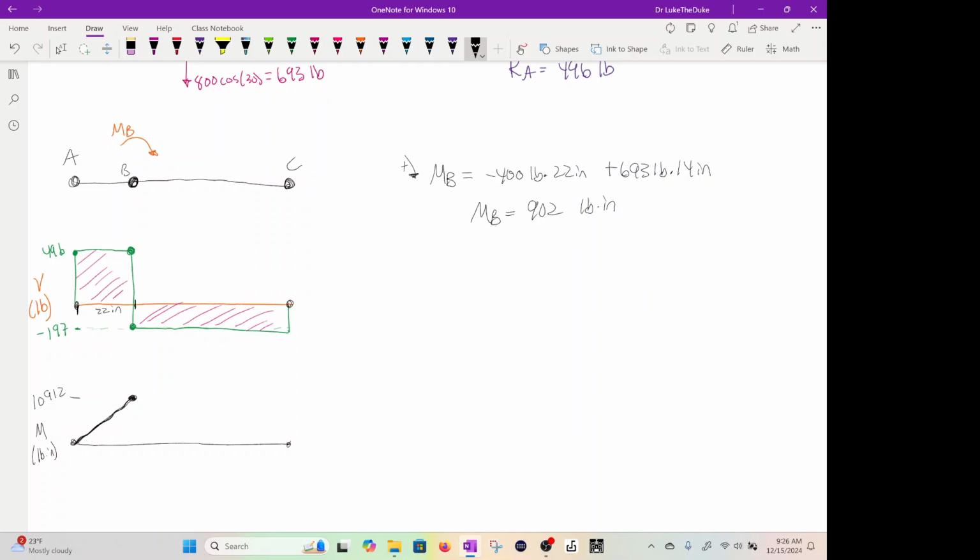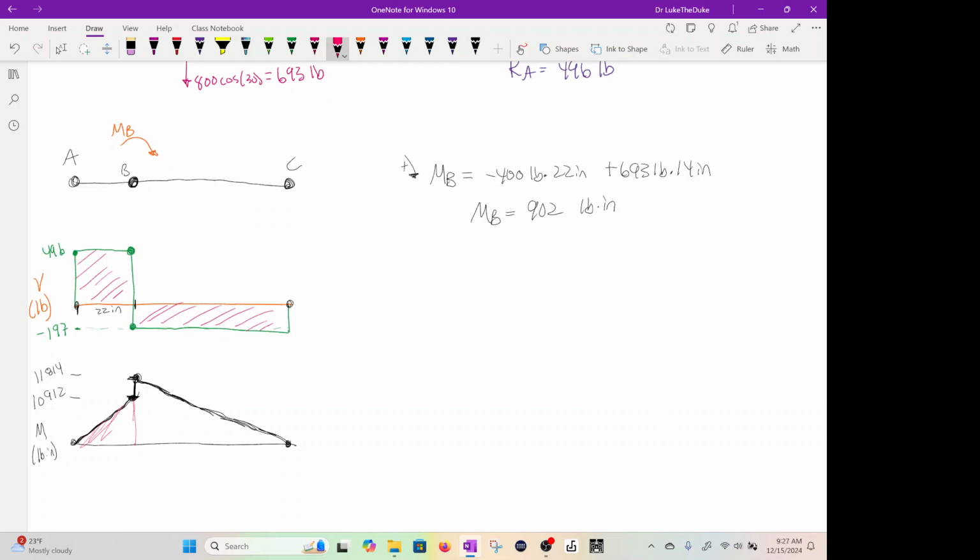Now, it's going to go straight up, because you have that moment at B, which is 902. So this would become 11,814. That's 902 pound-inch straight up. So this distance here is 902. Then it should go right back to 0. Kind of tricky drawing a line here. So this would be pretty much like a triangle shape, and it will go back to 0.